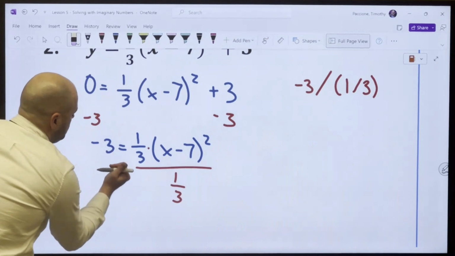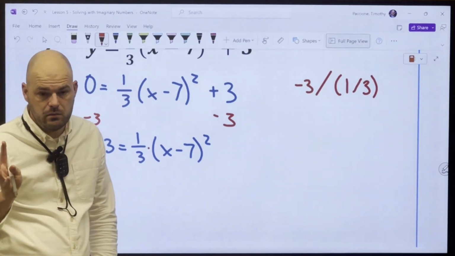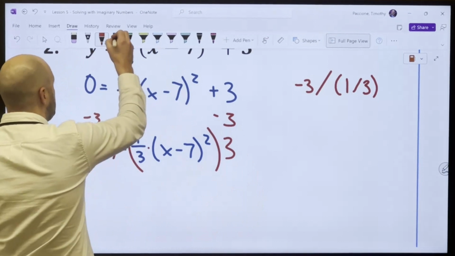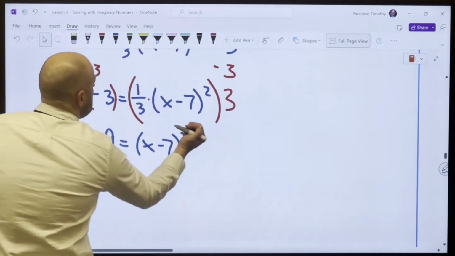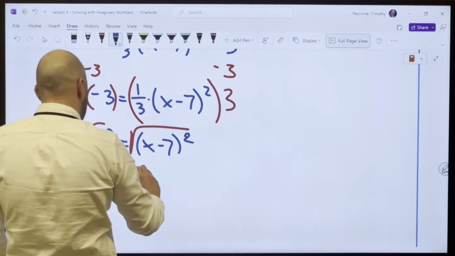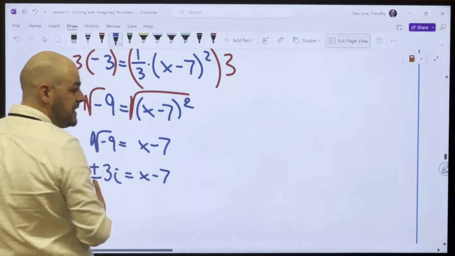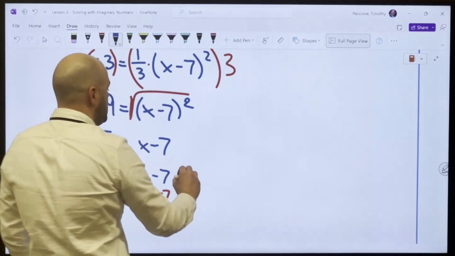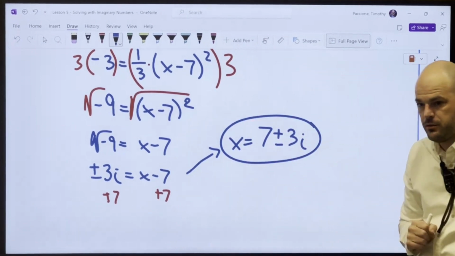The other thing you could do is say, how do I just get rid of a 1/3? What would make the 1/3 turn into 1? Multiplying it by 3. So you could also multiply everything by 3, and then you would get the same result, which is negative 9 equals x minus 7 squared. And then you would square root. You'd get square root of negative 9 equals x minus 7. This would become plus or minus 3i equals x minus 7. And if you have to take that over to the side to figure that out, that's okay. I just want to get through these before the end of class. Plus 7, and our answer is x equals 7 plus or minus 3i, and you have 2 imaginary solutions.